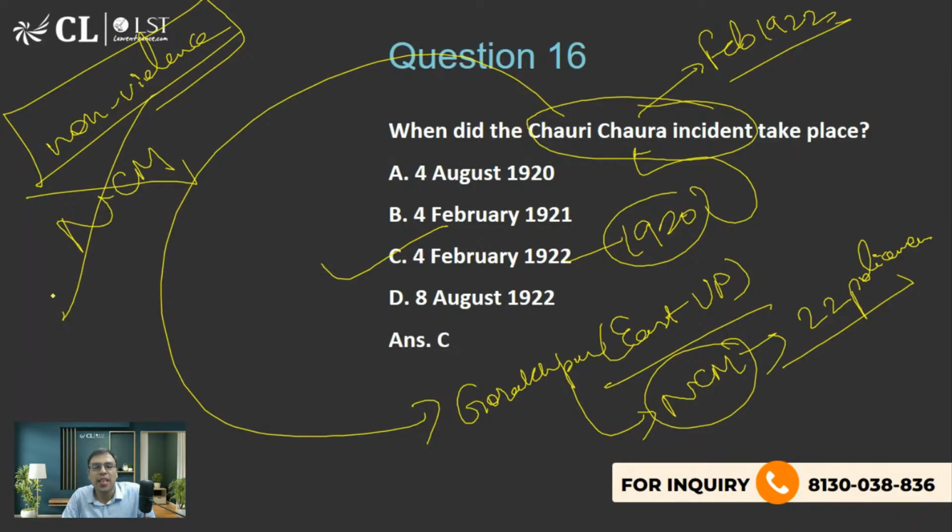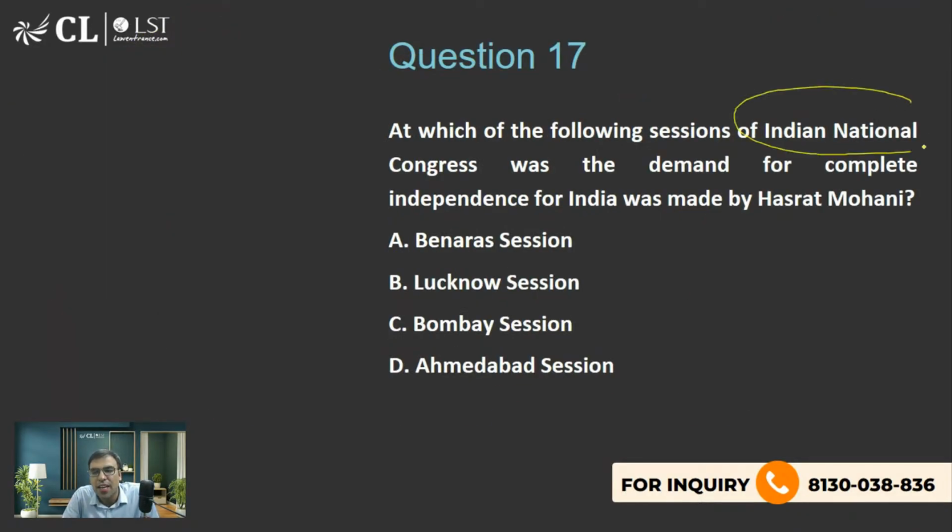Okay, let's move on to the next one. At which of the following sessions of the Indian National Congress was the demand for complete independence made by Hasrat Mohani? Banaras session, Lucknow session, Bombay session, Ahmedabad session.